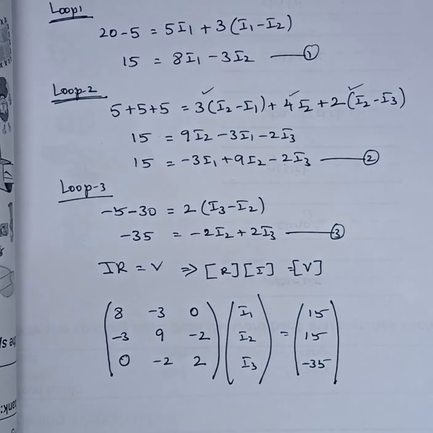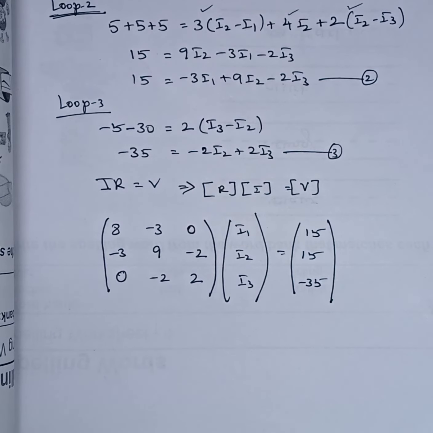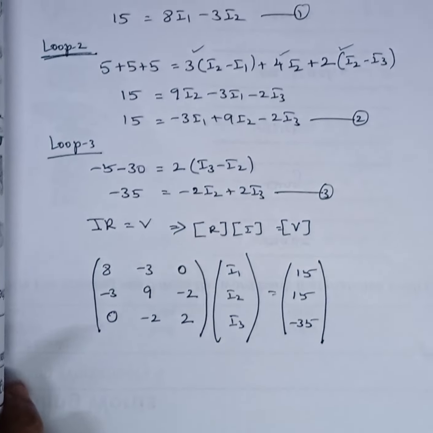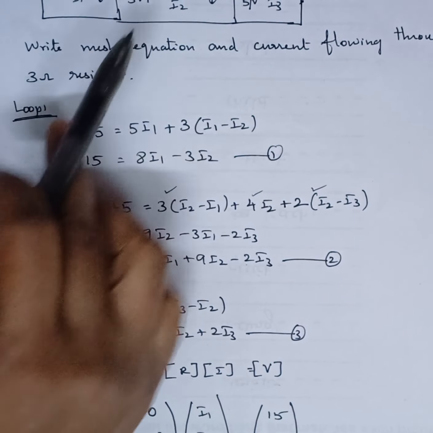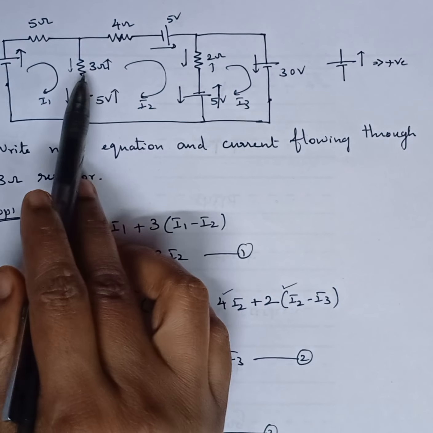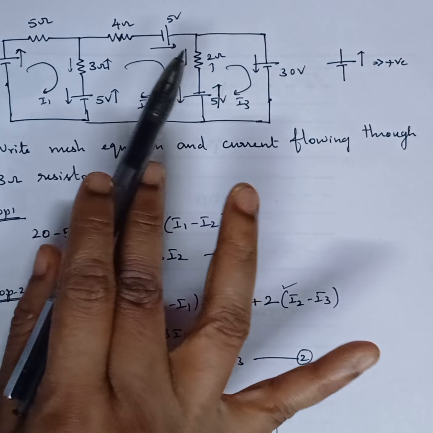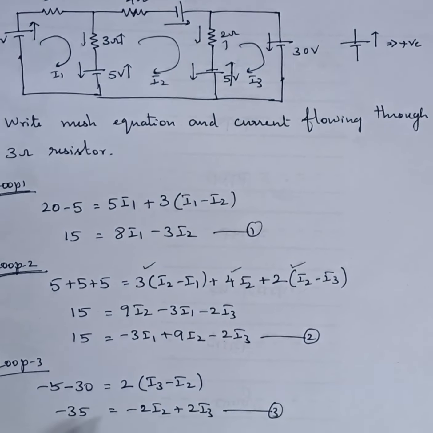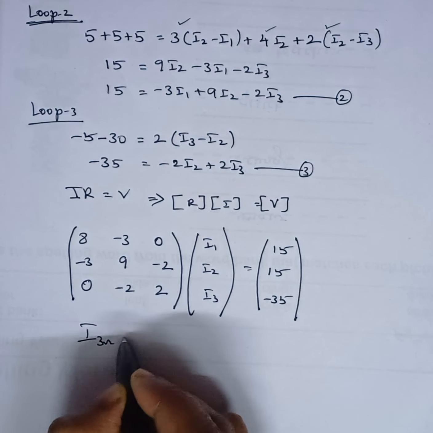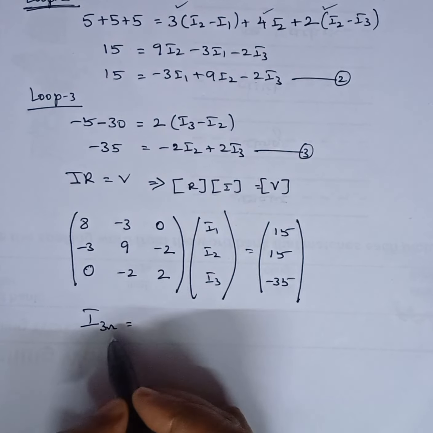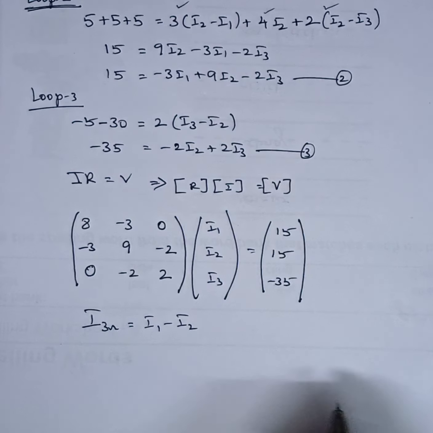after forming this matrix, with the help of Cramer's rule, you have to find I1, I2 and then I3. Now our requirement is to find the current flowing through the 3 ohm resistor. Here it is the 3 ohm resistor. So I1 and I2 are enough to find it, correct? It is I1 minus I2, clear? So the current flowing through the 3 ohm resistor is nothing but I1 minus I2 or I2 minus I1, we can take anything.